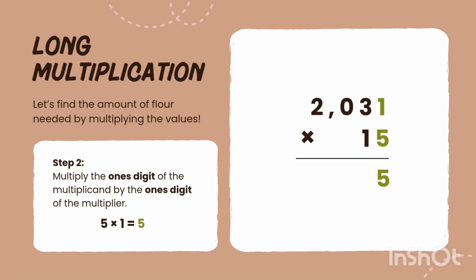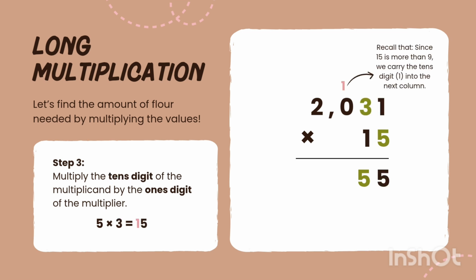Step 2. Multiply the ones place digit of multiplier with the ones place digit of multiplicand. So 5 multiply 1 is 5. Now step 3. Multiply the ones place digit of multiplier with the tens digit of the multiplicand. So 5 multiply 3 is 15. 15 is greater than 9 and a 2-digit number, so we write down 5 and carry over 1 to the next column.